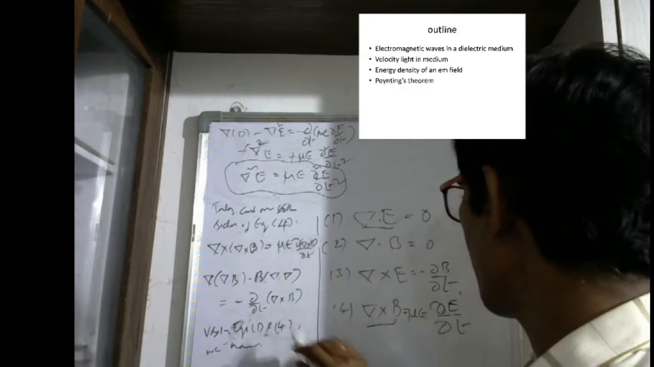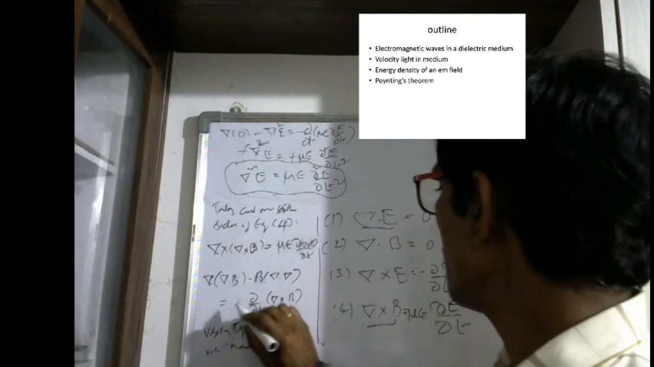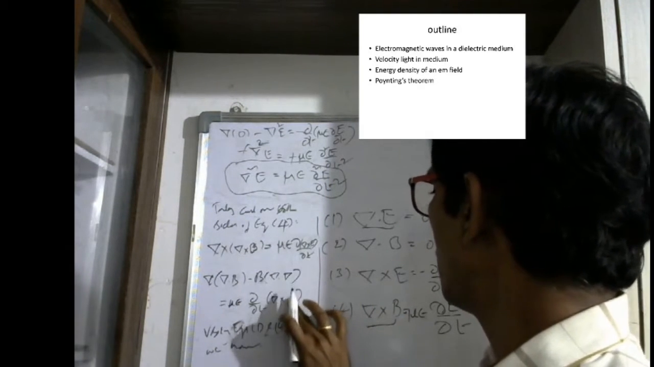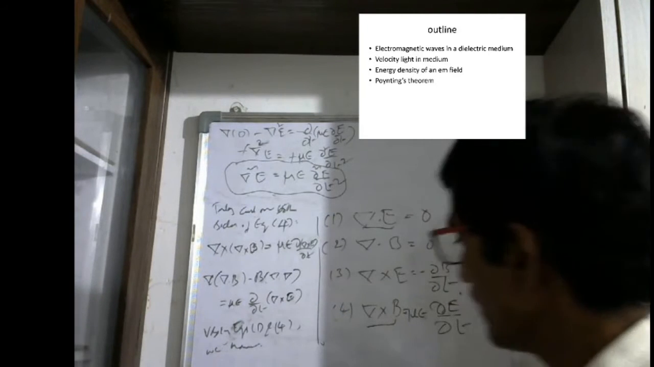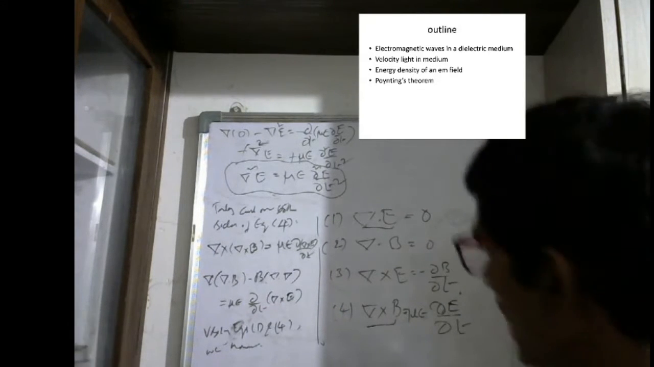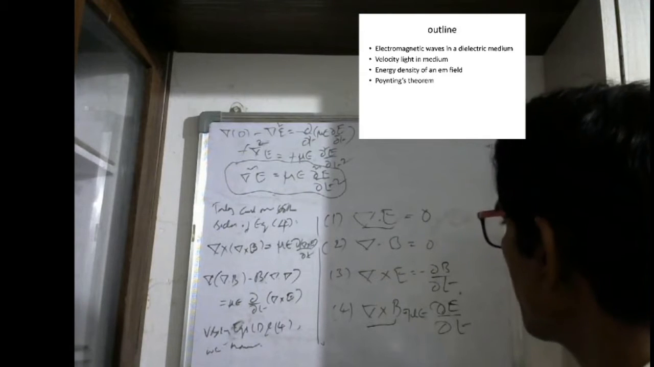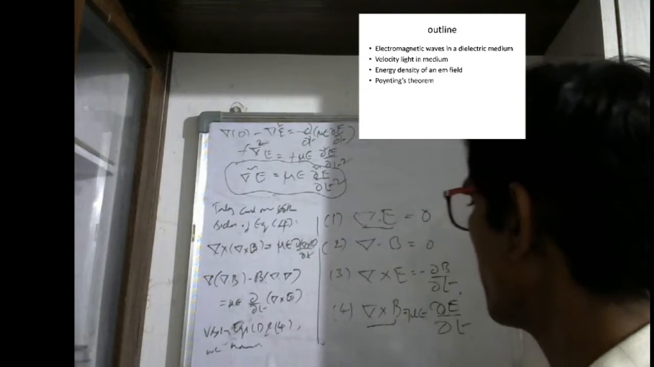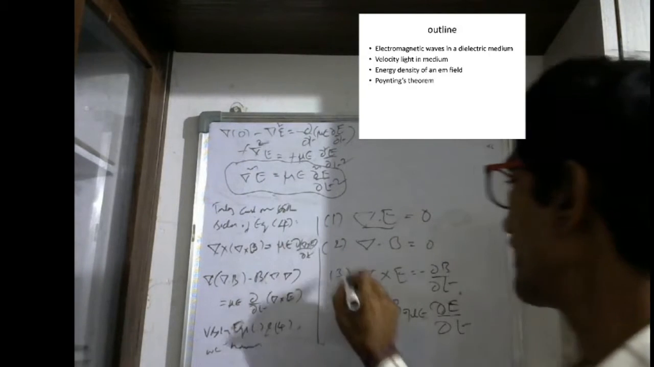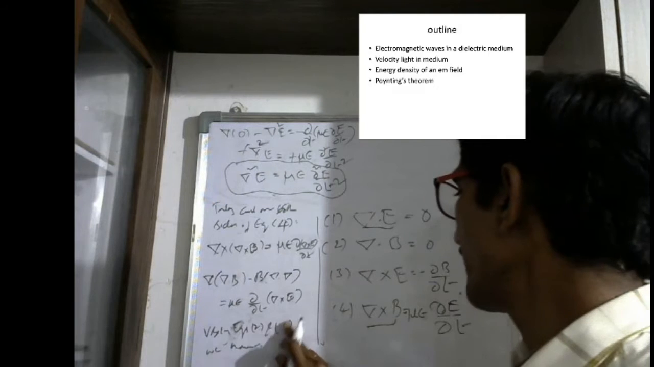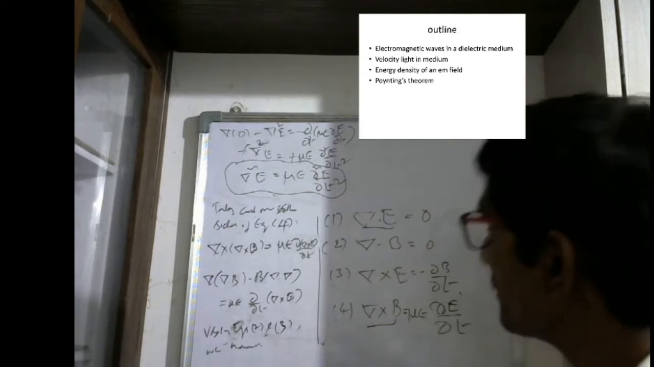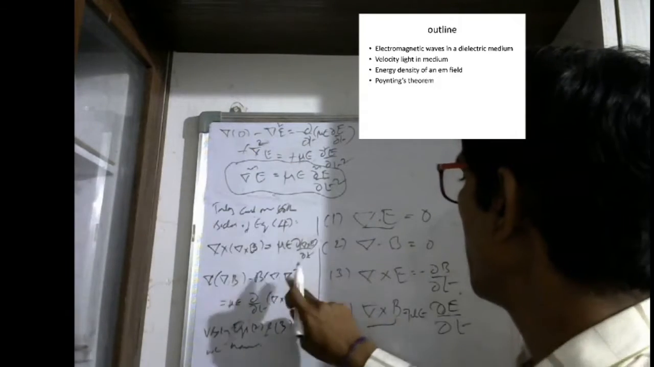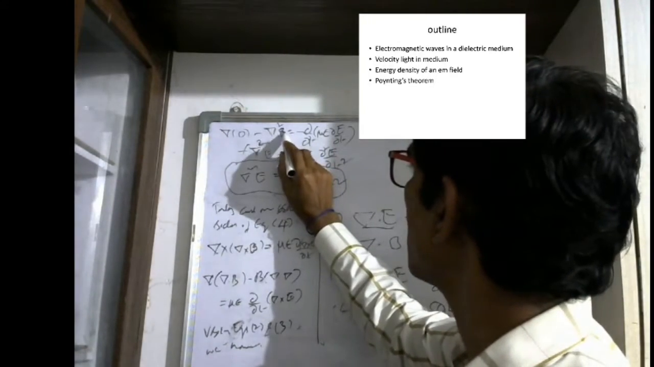Okay, on this side, instead of this, we have mu epsilon, dou by dou t of del cross E. Now you are using equations 2 and 3. By using these two equations, you will get 0 this way, because this is also 0. Here this is del square B instead.